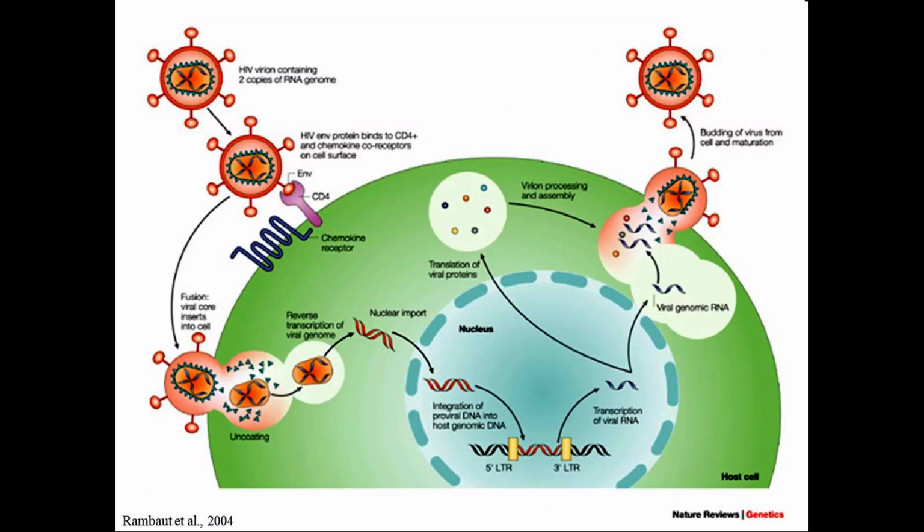This is a life cycle of HIV. I'm not going to go through this, but you can peruse it. HIV basically infects immune cells, the immune cell being in green here. It enters the cell, it replicates inside, and then the HIV viruses are released from the cell.